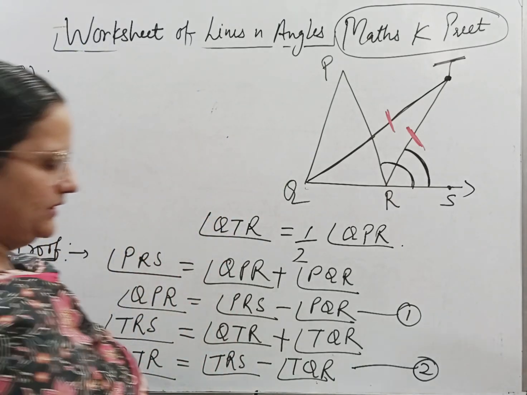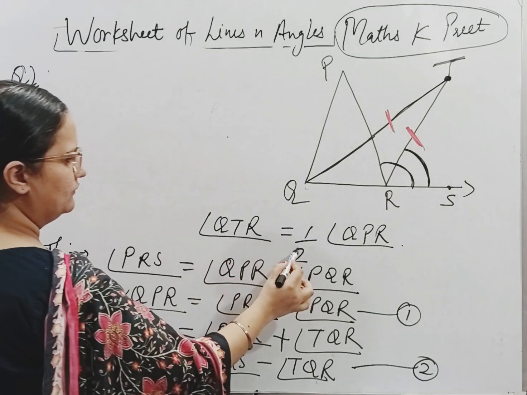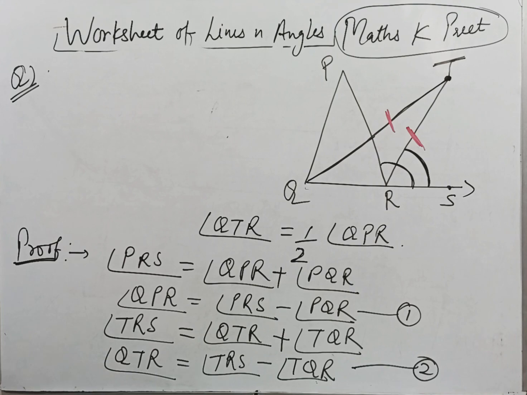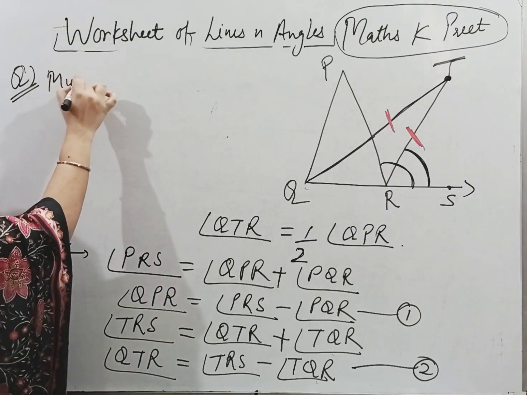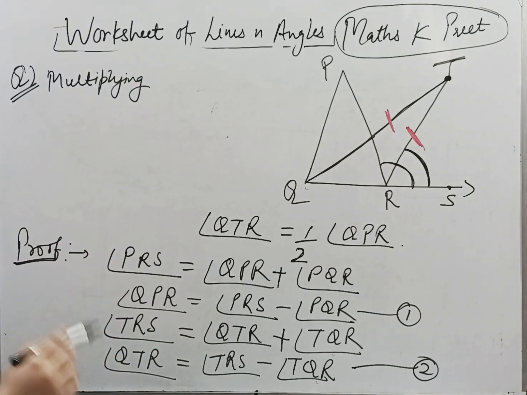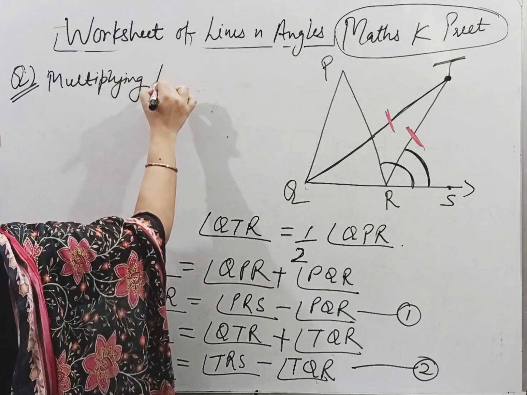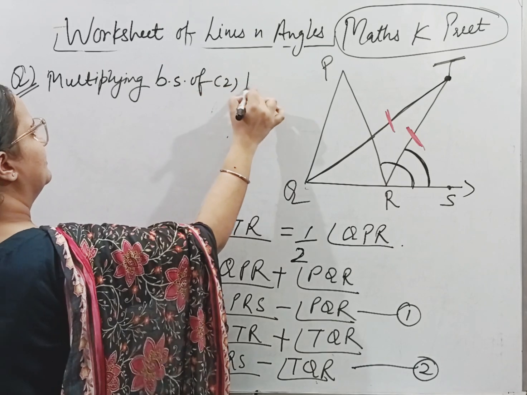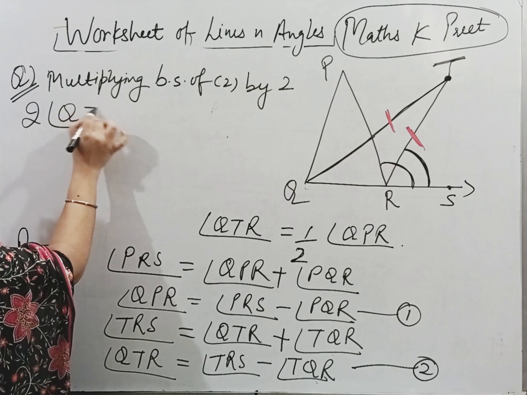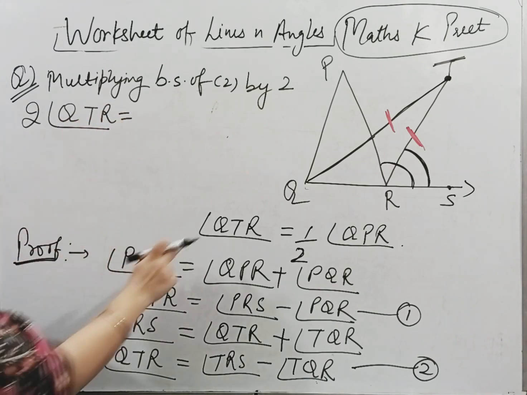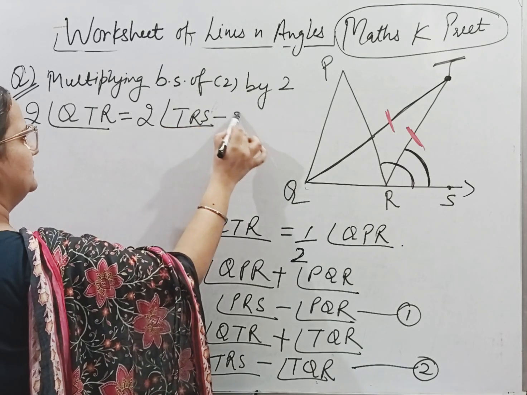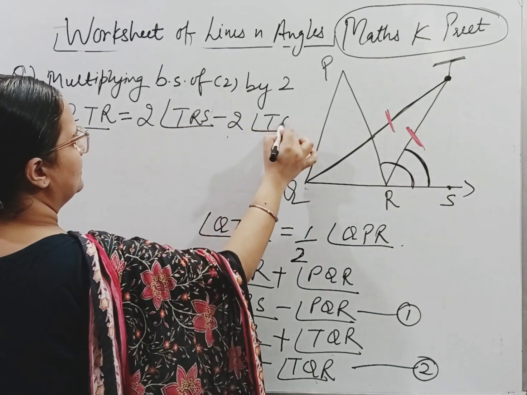Now in the question, we have to find QTR is half of QPR, so I can take this 2 here, 2 QTR. This is my QTR. I'll multiply both the sides of number 2 with 2. This is the way how we can approach the result. This way we have to think like this. Multiplying both sides of number 2 by 2. So from here, I have 2 QTR equals 2 times TRS minus 2 times TQR.